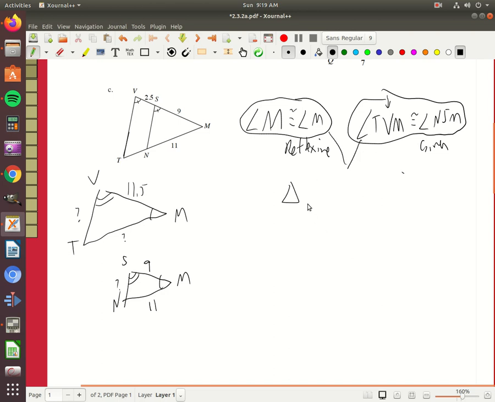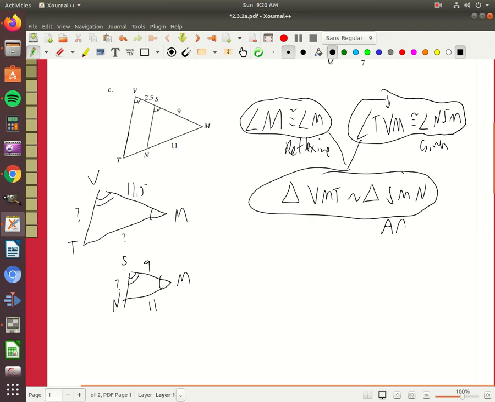I'm going to say triangle VMT, I'll go to the big triangle. You can see I made a mistake there. Is similar to triangle SMN. The V goes with the S. The M goes with the M. So that must be the T goes with the N.